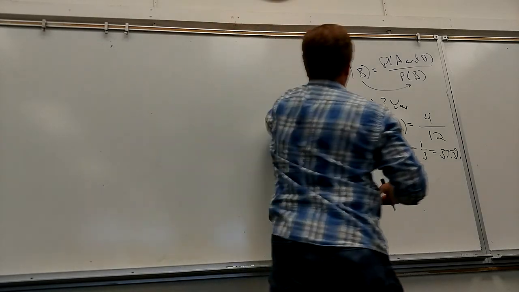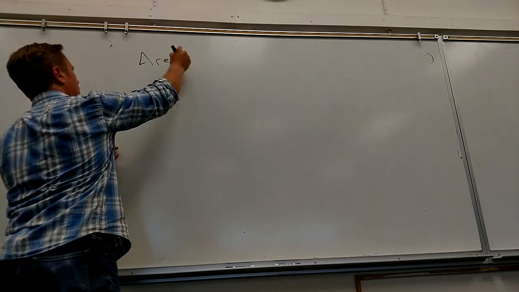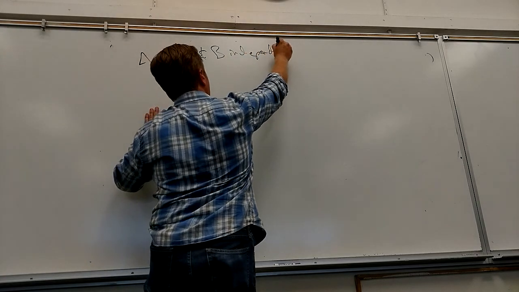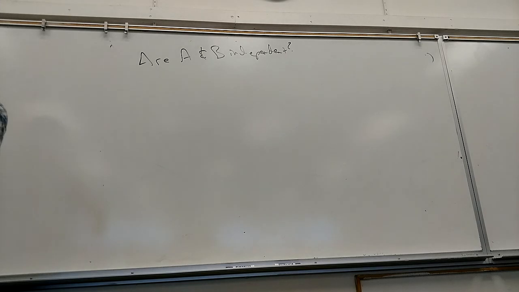So here we go. If I ever ask you, are A and B independent? Here's how to tell. You can't just answer this with a paragraph. Well, clubs can happen without the king. No, it's got to be a mathematical proof, right?